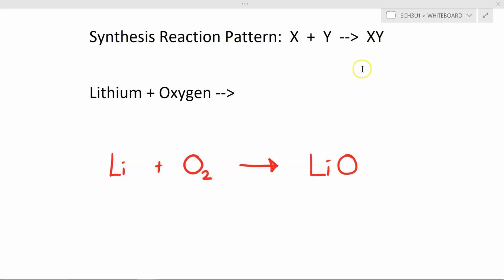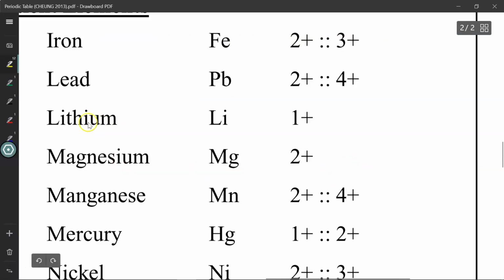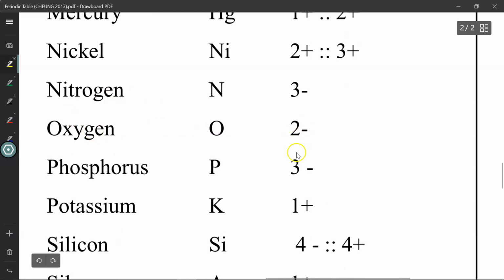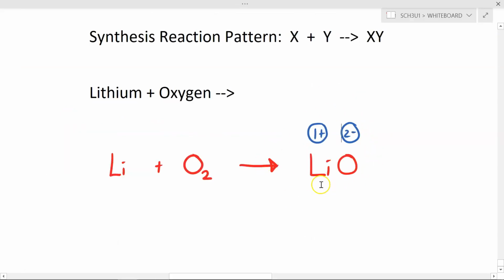Furthermore, by convention, X is always the positive cation, and Y is always the negative anion. So always have the cation first, the metal first, then the anion, the non-metal next. Looking at lithium, I see it has a 1 plus charge, while oxygen has a 2 minus charge. And now we can zero sum to make sure this exists. And I have Li2O. So remember, these subscripts must arise from the zero sum rule. Do not just transfer them directly from the before picture to the after picture.